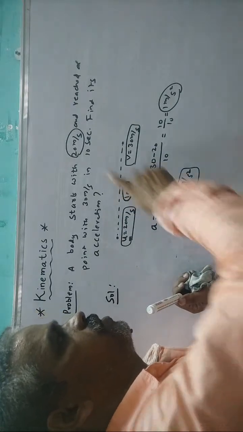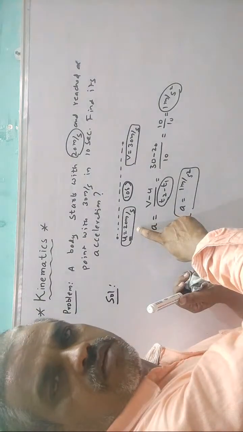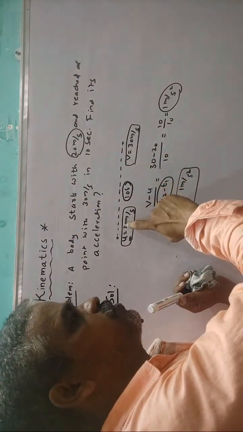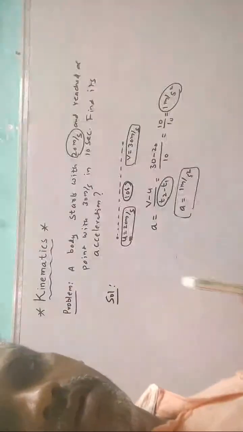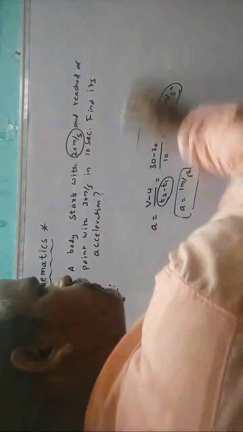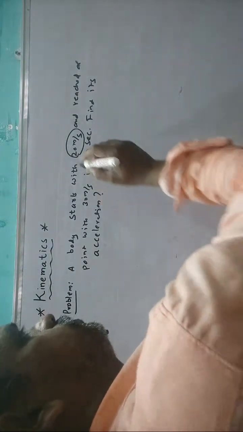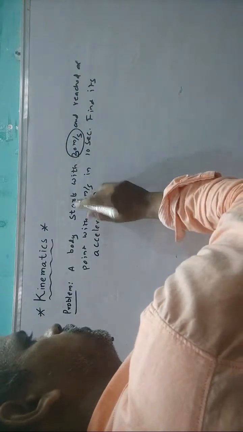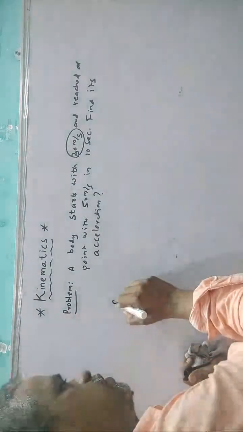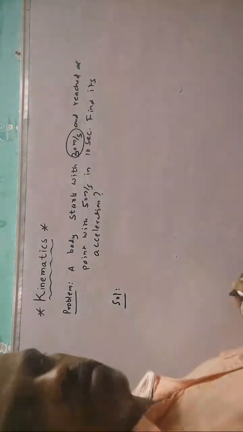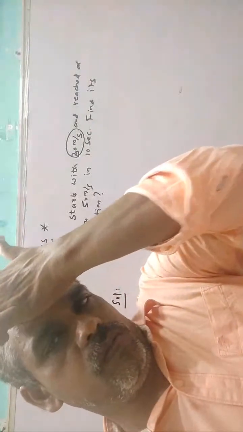V is final velocity here. U is initial velocity. How much time was taken to increase from 20 to 30? 10 seconds. Just use this. Do it. Next, I'm changing here. This is 30. Here it is 50 in 10 seconds. Do it fast.